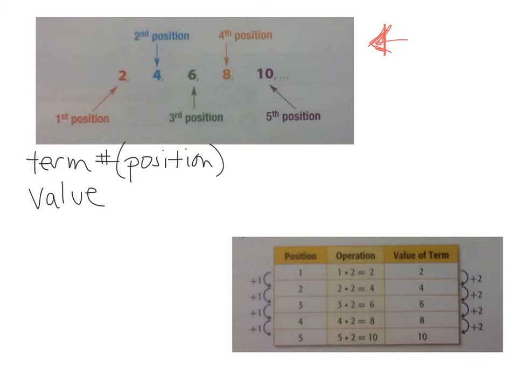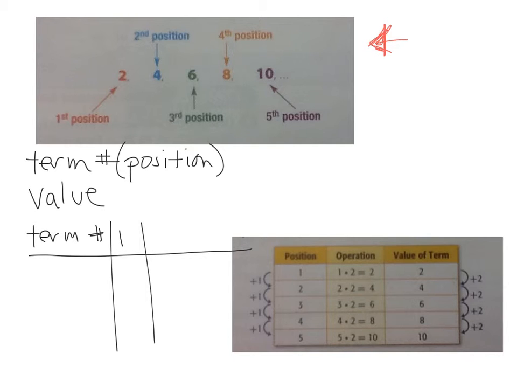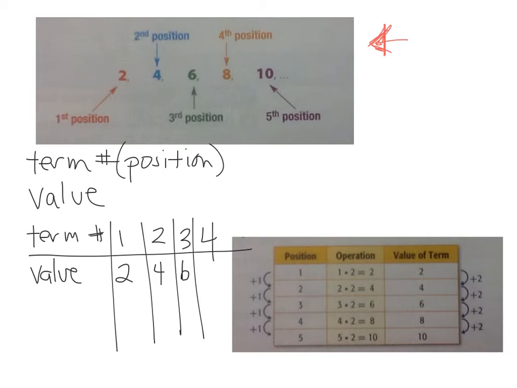So in order to use the table, you have to be able to identify the position. So let's take an example here. If we look at the term number, which is its position, we can see that we have a first position, a second position, a third position, a fourth position, and so on. If we look at the value of the term in that position, we can see that in the first position we have the number 2. In the second position, we have the number 4. In the third position, we have the number 6. And in the fourth position, we have the number 8.